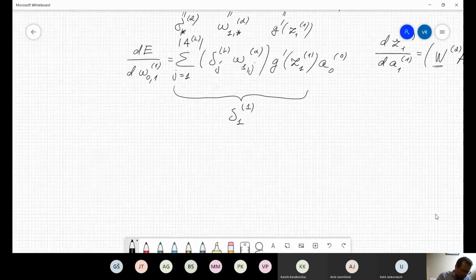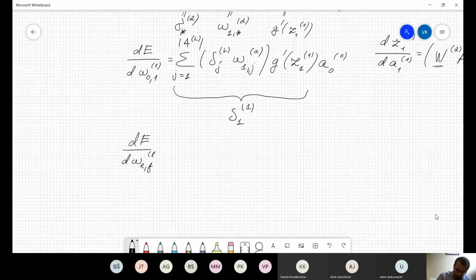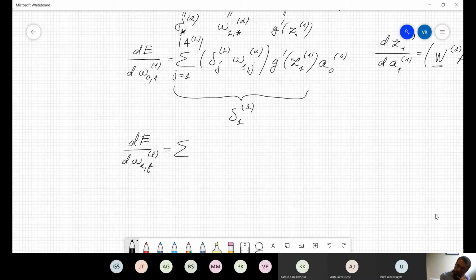So the generic form of this would be, let's write it down, W E F on layer L. This is the weight that connects E and F, and it would be equal to the sum over all j equals 1, and this is A L plus 1, the neurons of the next higher layer up the stream, right?